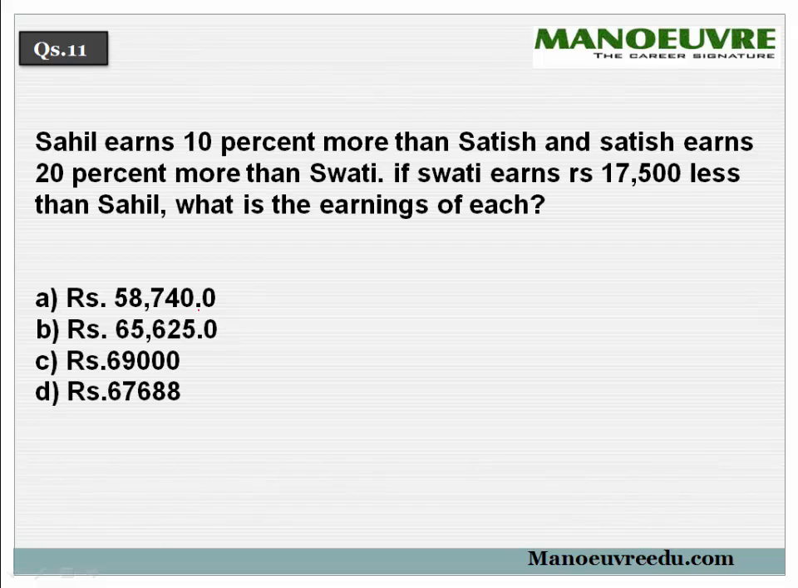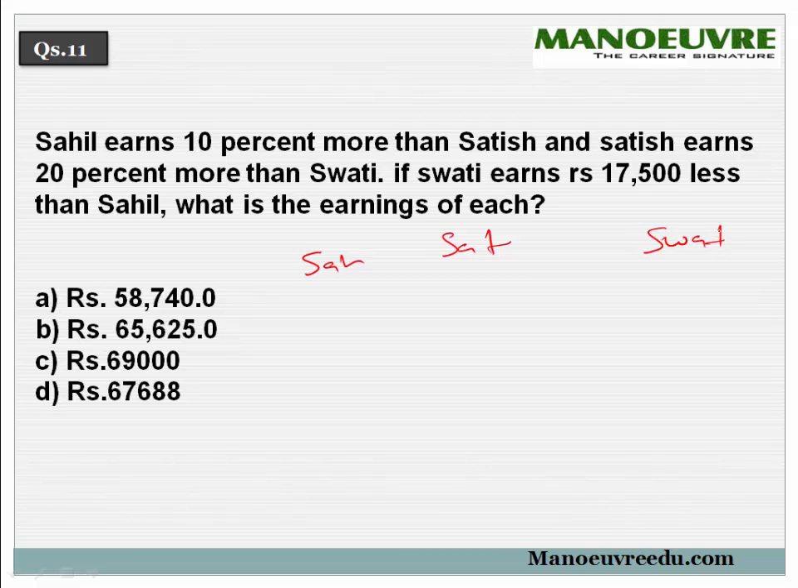Sahil earns 10% more than Satish, and Satish earns 20% more than Swati. If Swati earns 17,500 less than Sahil, what is the earning of each? Okay, great question. So we have three heroes here. We have Sahil, we have Satish, we have Swati.